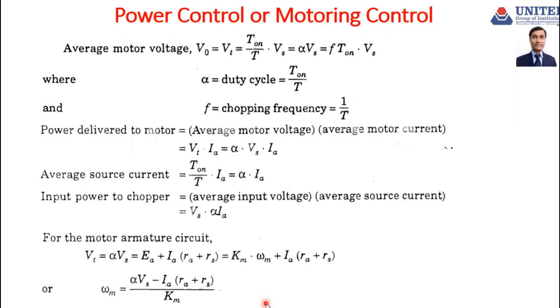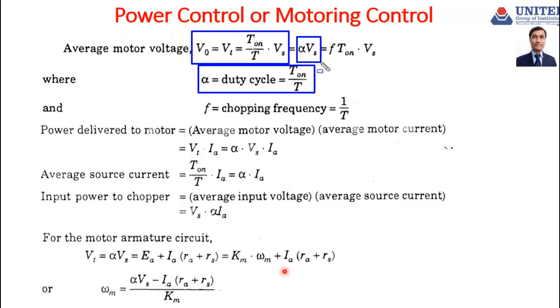Now from the waveform of armature terminal voltage, the average motor voltage can be calculated. Average motor voltage is given by the relation V0 = (Ton/T) × Vs. As we know, alpha is the duty cycle, equal to Ton/T, so we can write average motor voltage V0 = alpha × Vs, and also f is the chopping frequency, equal to 1/T.